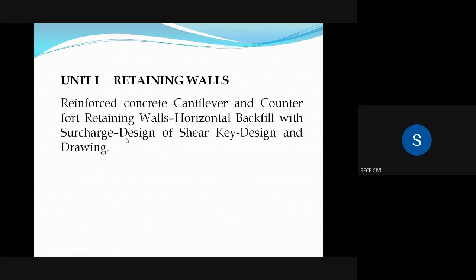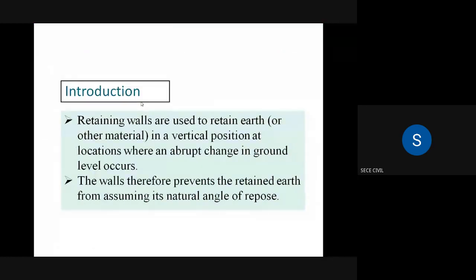In the coming slides I am going to teach the introduction to retaining walls, types of retaining walls, definitions of retaining walls, and all. So, introduction. In the name itself, we can know the meaning of retaining walls. A retaining wall is nothing but a wall that retains something, and that is why it is called a retaining wall. Retaining walls are used to retain earth. It retains the earth in a vertical position at locations where an abrupt change in level occurs.